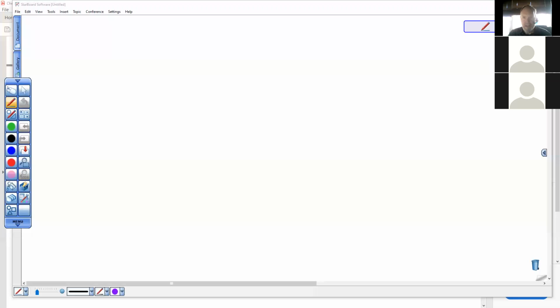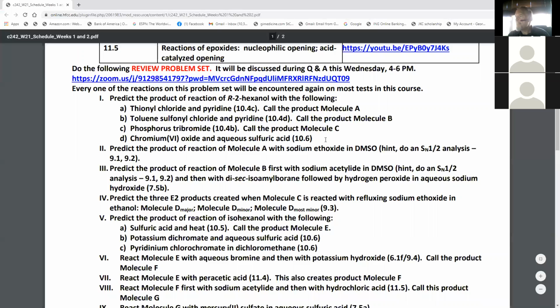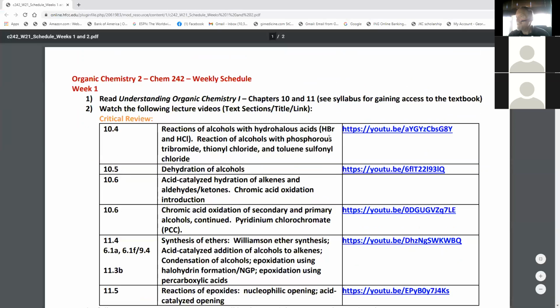So do you want to get started with that assignment? I'll show you how to get going on it. I just have to share screens here. Here we go. So I'm over here looking at the weekly schedule. I took this one right off of the Moodle.